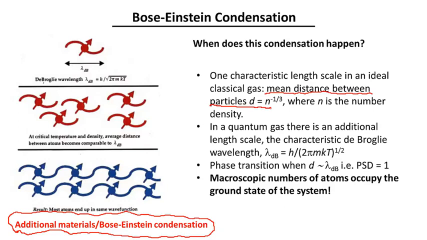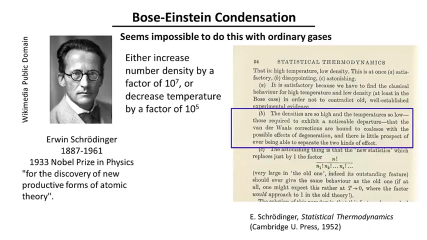Well, let's see how close we are to Bose-Einstein condensation in everyday life. You see, the air in your room right now is not very close to being a Bose-Einstein condensate. And if you just take a simple consideration of what would be required to get it to a phase space density of 1, you have two choices: either increase the number density by a factor of 10 to the 7th. If you did that, you'd have a very heavy form of matter. It'd be nothing like an ideal gas.